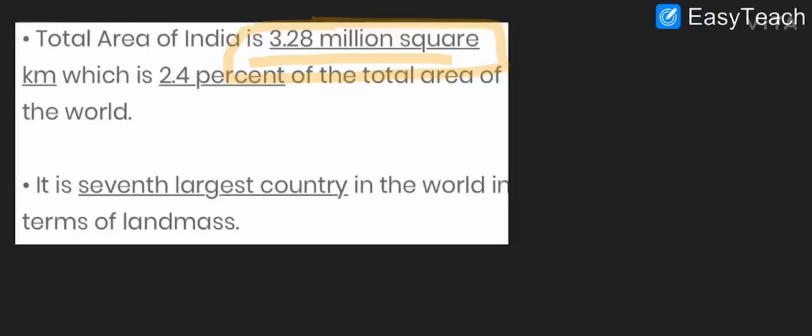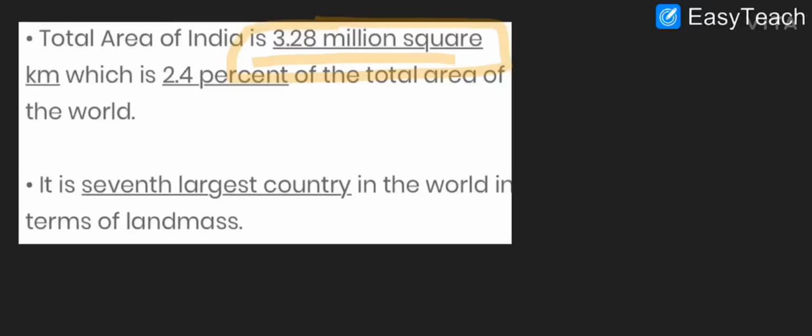3.28 million square kilometers, which is 2.4% of the total area of the world. Right? So never get confused with million and billion. 3.28 million. M for million. Okay? 7th largest country in the world. I hope everybody knows that. In terms of land mass. In terms of what? In terms of land mass.